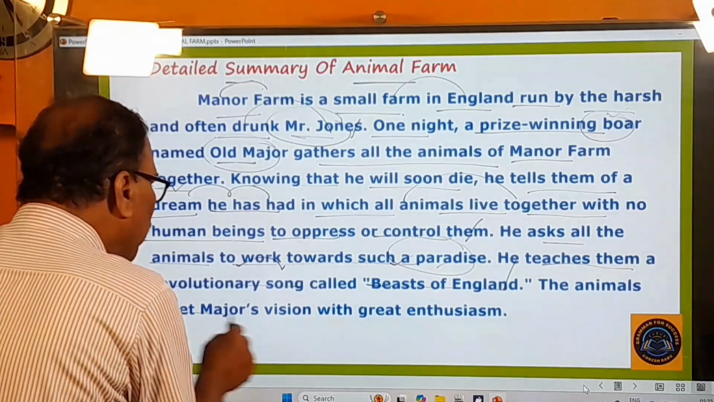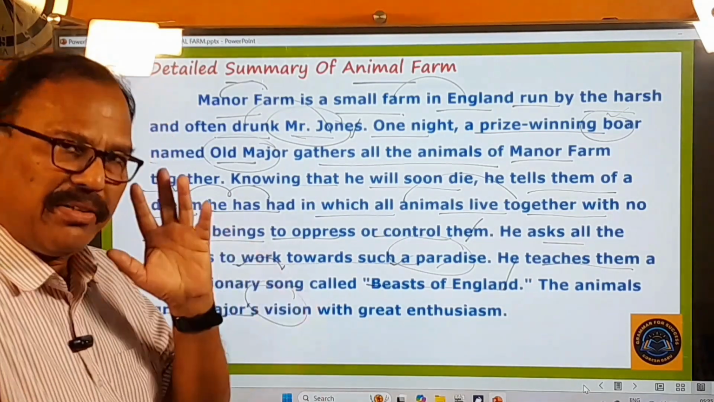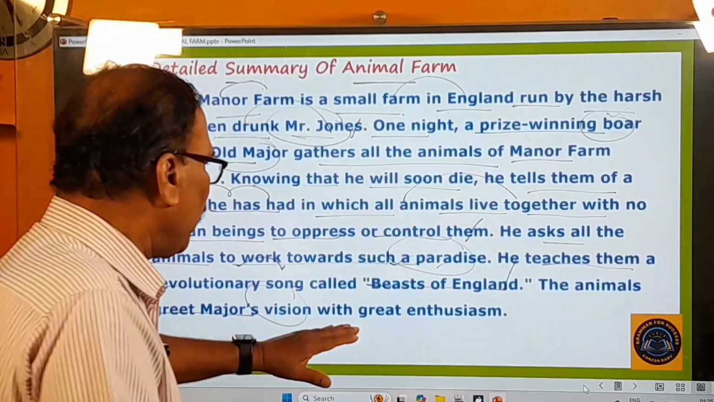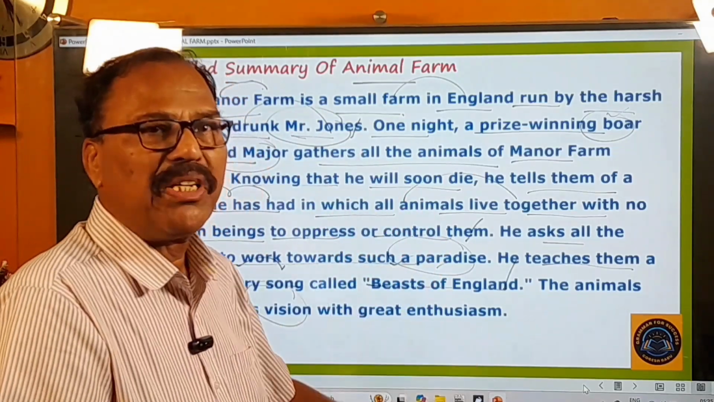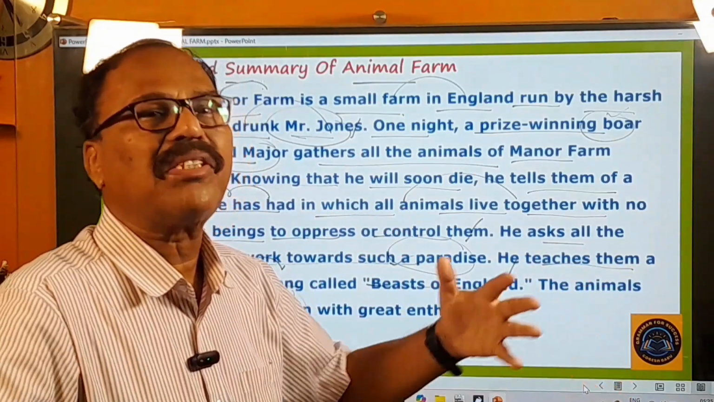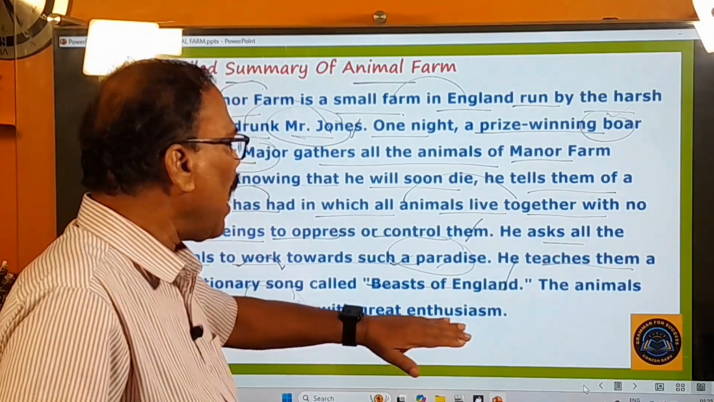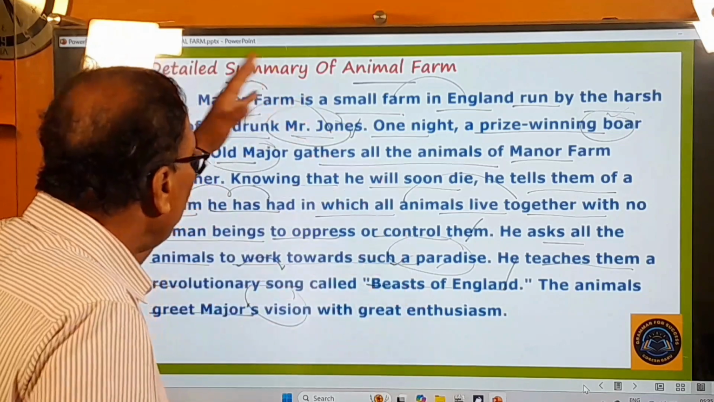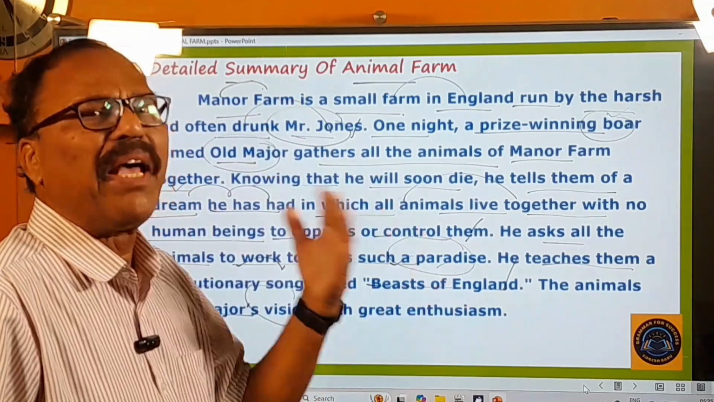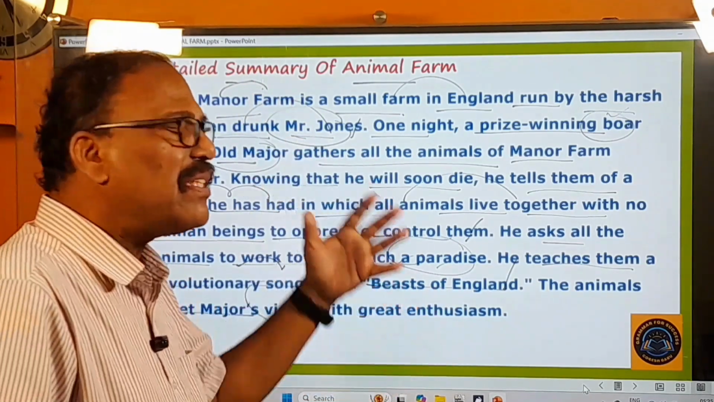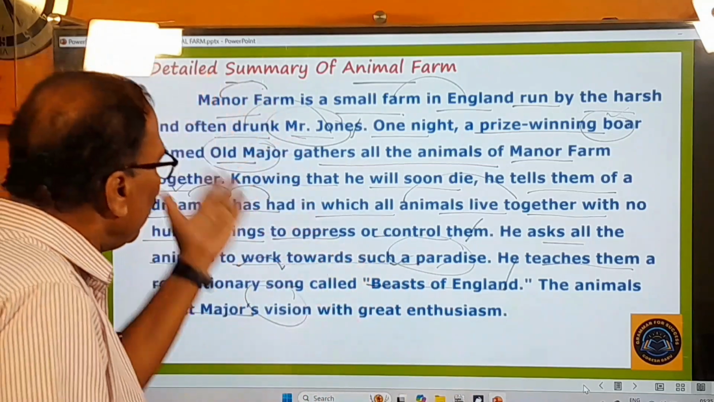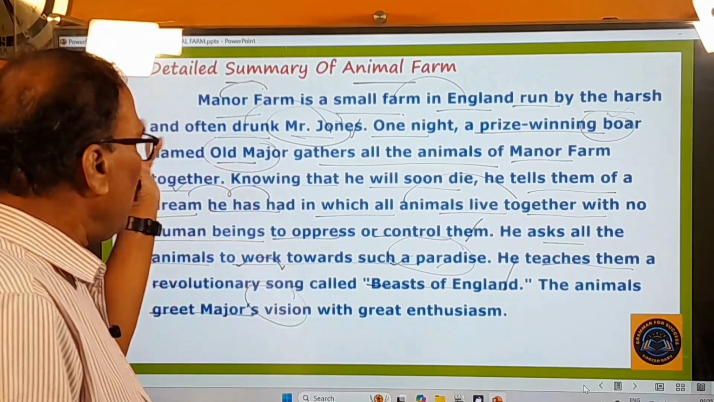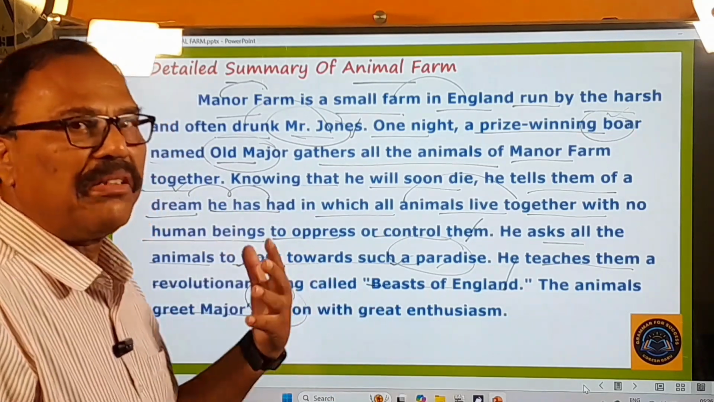The animals greet Major's vision. Vision means again dream. So they welcome this Major's dream with great enthusiasm, that means with open arms, heartily, with great happiness and zeal. This is the meaning of this very simple passage. The story is written in a very simple way, and you can read this and understand it very easily. Very simple words are used. No difficult word is used.